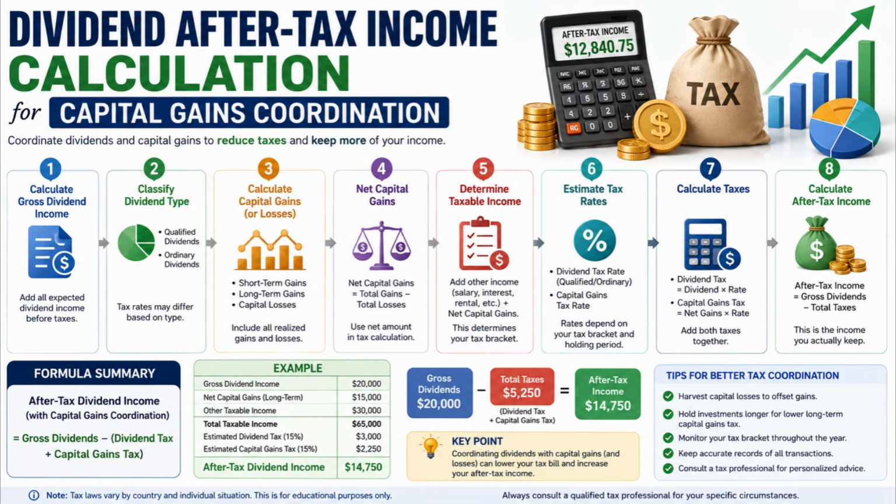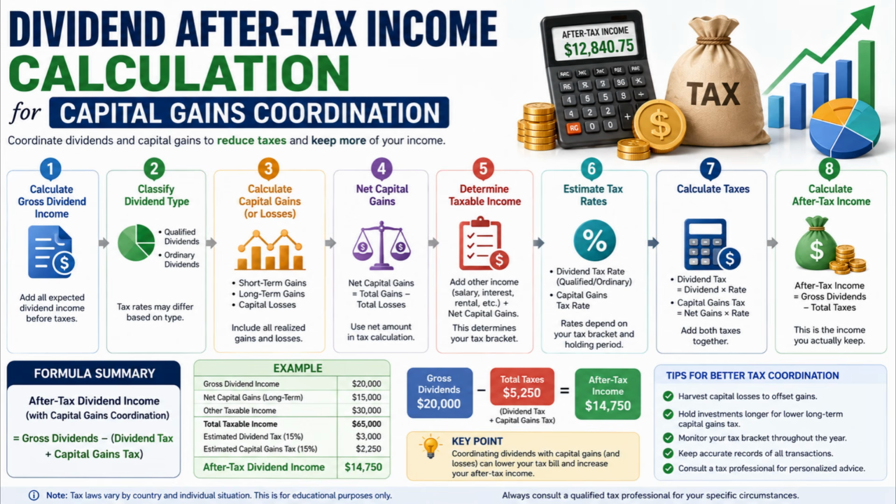For example, if gross dividend income is $20,000, net long-term capital gains are $15,000, and other taxable income is $30,000, total taxable income becomes $65,000. If estimated dividend tax is $3,000 and estimated capital gains tax is $2,250, then total taxes are $5,250. So, the after-tax dividend income becomes $14,750.